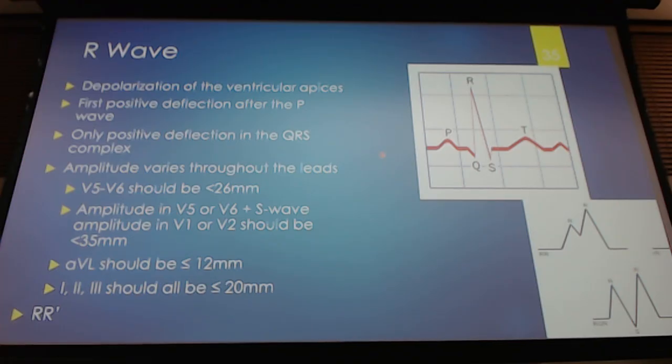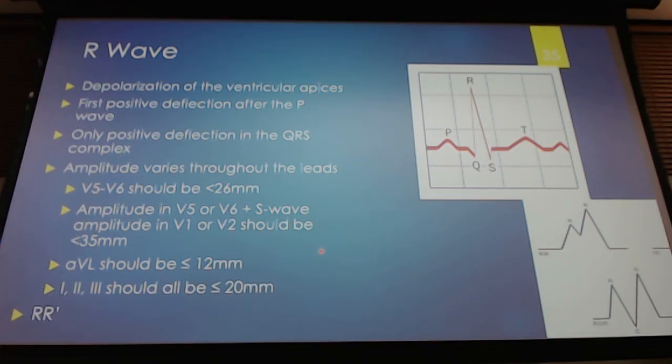Okay, the amplitudes of those R waves vary from lead to lead. Typically in V5 and V6, we're talking about amplitudes upwards in the 20s, 20, 25, but usually less than 26. When we think about hypertrophy, we actually add the amplitude of the S wave with the amplitude of the R wave in V5 or V6 and leads 1 and 2, and that should be less than 35 millimeters. So we don't have to memorize that now. We'll talk about that a little bit later, when we talk about hypertrophy. Okay. aVL should be less than 12 millimeters.